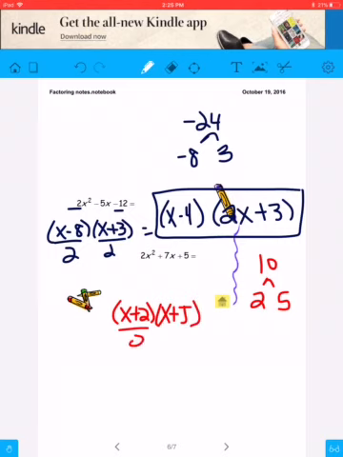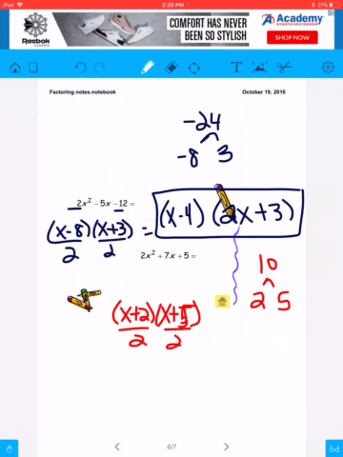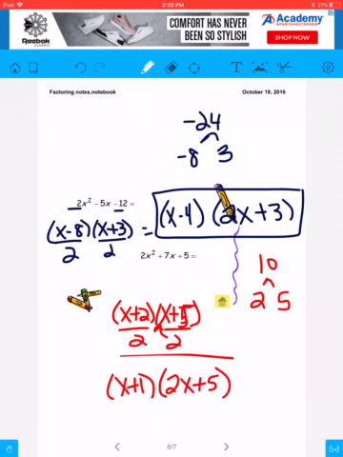And I'm going to divide both by A, which is 2. So 2 divides into 2 nice and pretty, so that's x plus 1. But 2 doesn't divide into 5 nice and pretty, so the 2 has to come out to the front, so it's 2x plus 5.